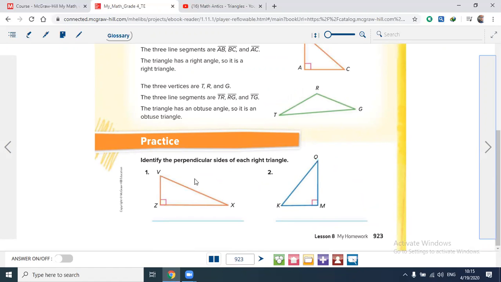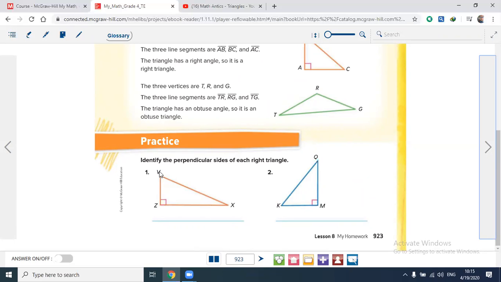What is the perpendicular sides here? I have number 1 and 2, page 923. I have two right triangles, right? This is a right triangle and this is also right. It has one right angle and the other angles are acute angles. How to determine the perpendicular sides?